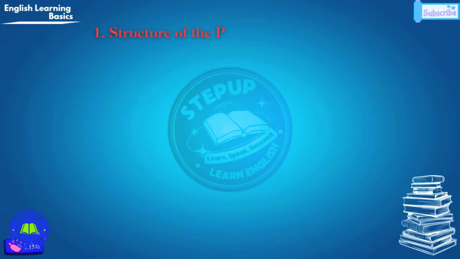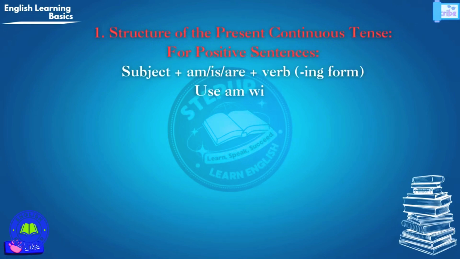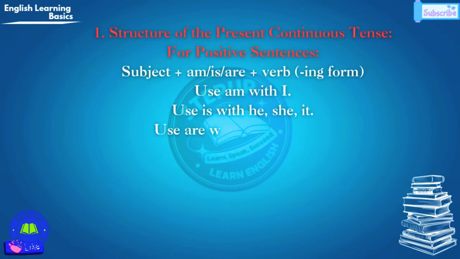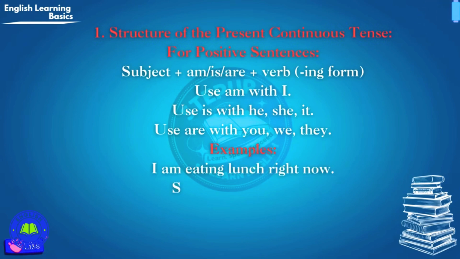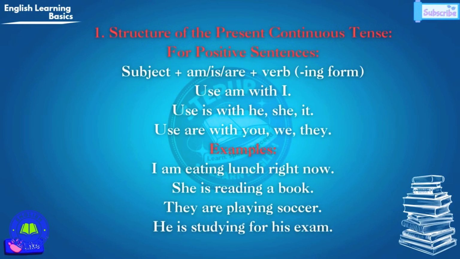1. Structure of the present continuous tense. For positive sentences: subject plus am, is, are, plus verb, ing form. Use am with I. Use is with he, she, it. Use are with you, we, they. Examples: I am eating lunch right now. She is reading a book. They are playing soccer. He is studying for his exam.